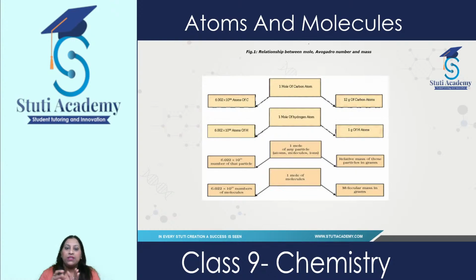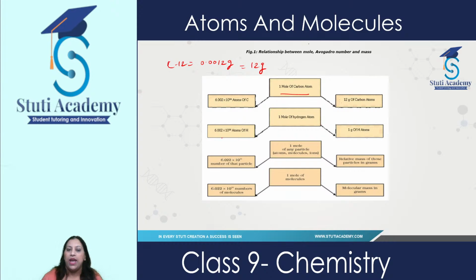Now what is the relationship between mole, Avogadro number and mass? As I told you, 1 mole of carbon atom is equivalent to 6.02 into 10 raised to power 23 atoms of carbon, or simply you can write 12 gram of carbon atoms. So they both are equivalent. And if we say 1 mole of hydrogen atom, it is equivalent to 1 gram of hydrogen, or equivalent to Avogadro's number. So they both are equal.